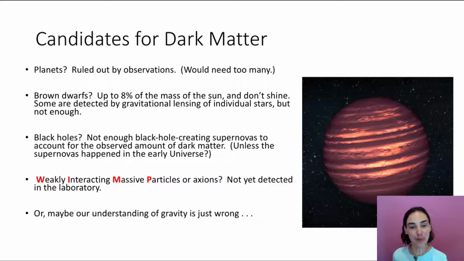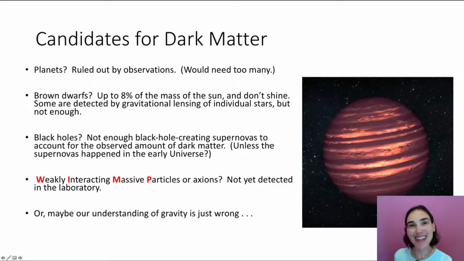How about brown dwarfs? These are much more massive and they don't shine. This is a picture of a brown dwarf on the right of the slide. They're about the size of Jupiter, but they're much more dense and they don't fuse hydrogen. The only problem is that we haven't detected enough of them via gravitational lensing or the infrared light that they emit to be able to say that they might account for all of the missing mass.